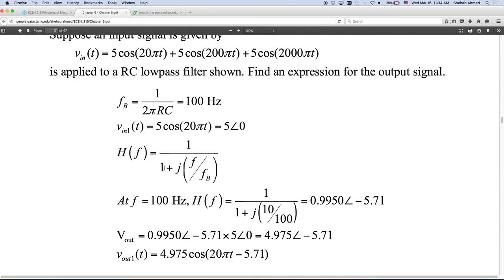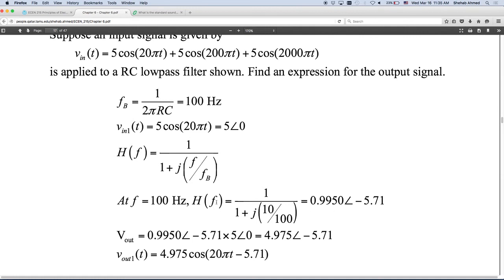So remember, 1 over 1 plus j f over fb. f is the frequency of the input signal. This is 2 pi f. In this case, f is 10 hertz. So f over fb, where fb is your designed filter. Fb happens to be 100 hertz in this case. So this is your transfer function of the signal. They should have put 10 here.